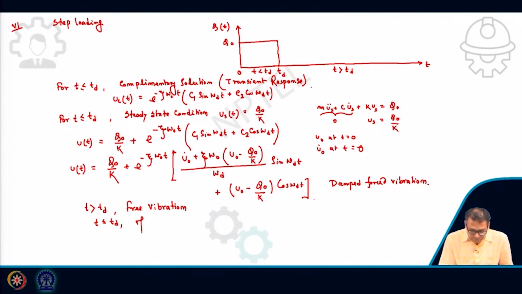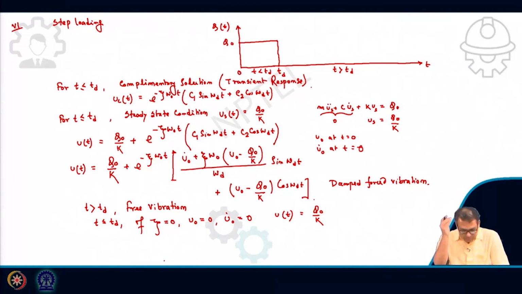Now within the loaded region, if I put the T greater than or equal to Td case, where my damping ratio is equal to 0, say, and u0 is equal to 0 and u dot 0 is equal to 0, if I put all 0, then what will ut be? ut will be q0 by k, and this is 0, and this one is 0, this one is 0. So what are the things that are 0?